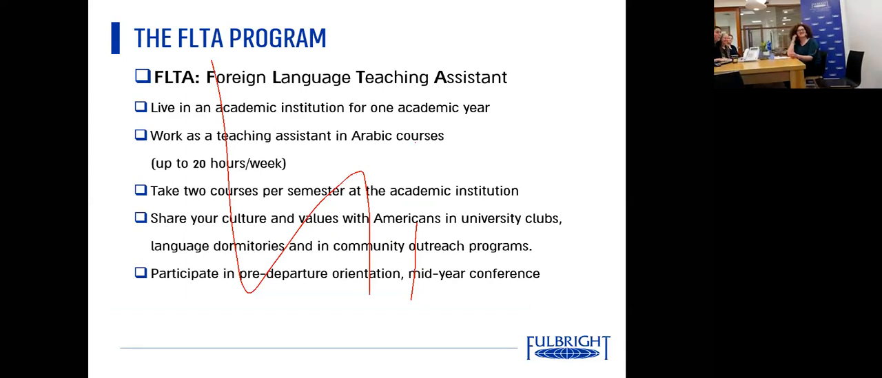We don't know, sorry. FLTA is the initials for Foreign Language Teaching Assistant. The program is made of 1 academic year in an academic institute in the United States. Important to say again, 1 academic year, meaning August till May. That's not a calendar year, remember that. You will be working as a teaching assistant in Arabic courses, 20 hours a week. What do we mean by working?